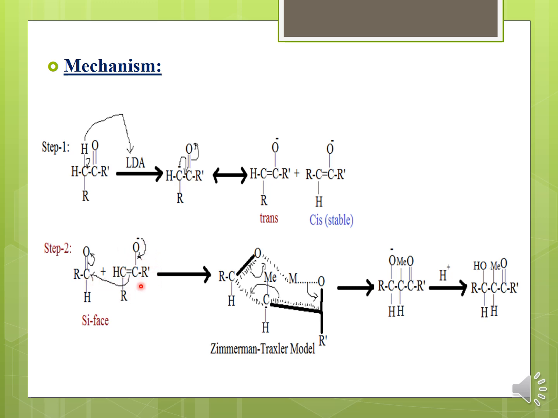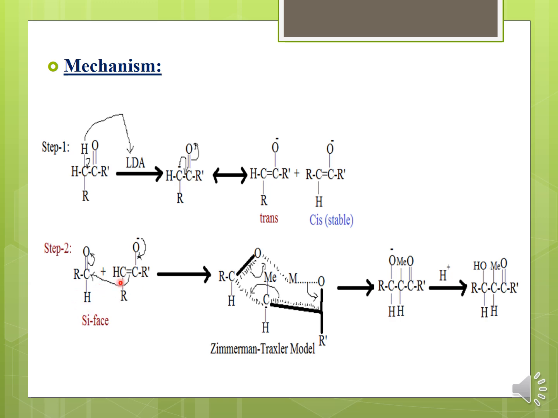Here you are taking the trans enolate, and that is your E enolate. You can take either an E enolate or a Z enolate. So you are taking the E enolate over here. So this charge shifts over here. This bond will go and attack the carbonyl carbon of your aldehydic Si face. You have to say it as an aldehydic Si face.